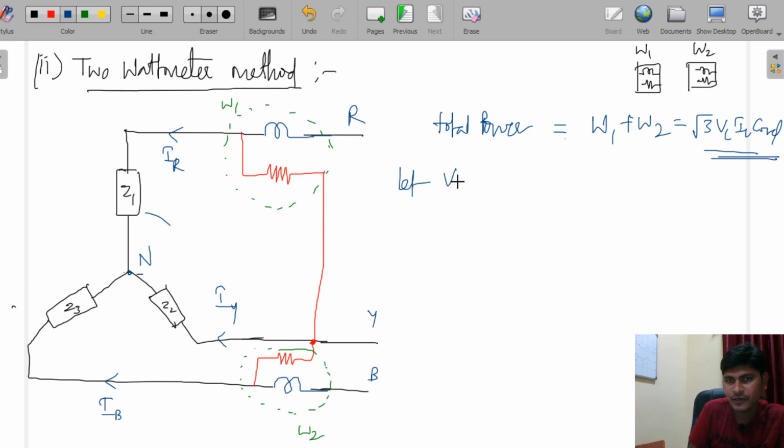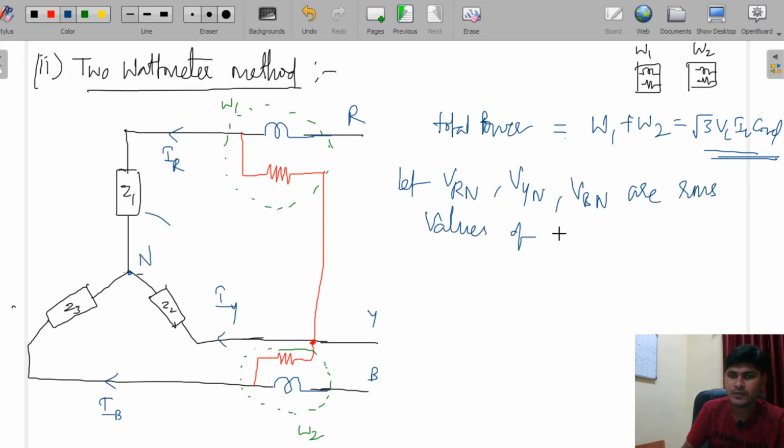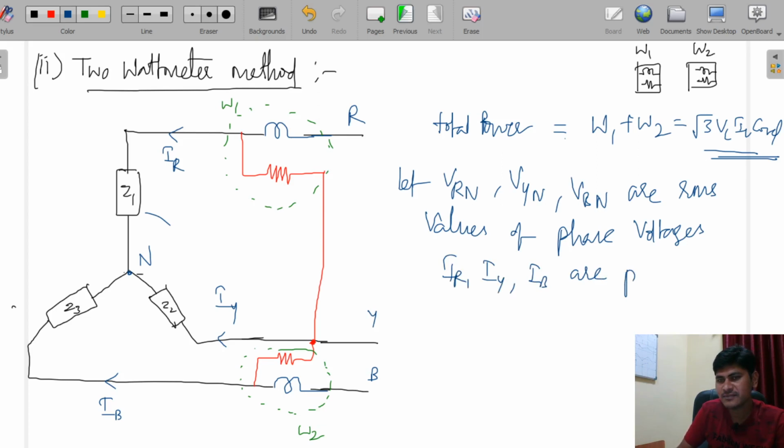Let VRN, VYN, VBN be the RMS values of the phase voltages, and IR, IY, IB be the RMS values of the phase currents.